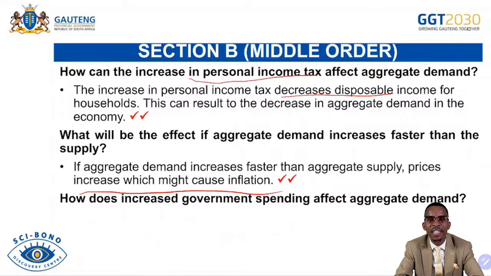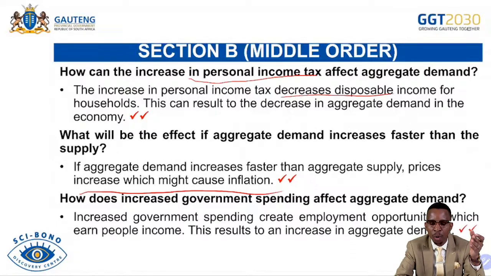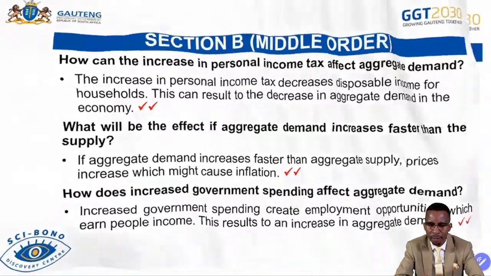How does increased government spending affect aggregate demand? As the government spending increases in the economy, that will lead to more money flowing into the economy and also more job opportunities, because if ever the government increases spending, it improves infrastructure development, resulting to people being employed and earning more income. Then they will be demanding more goods and services. So increased government spending creates employment opportunities which earn people income. This results to increase in aggregate demand in the economy.